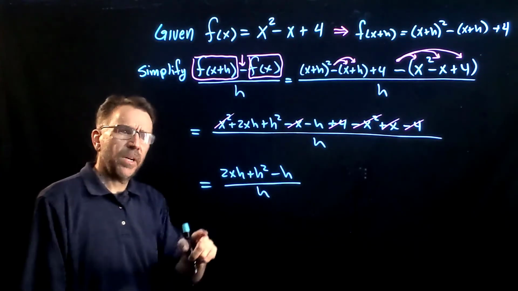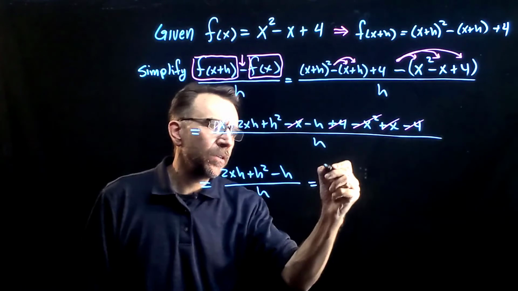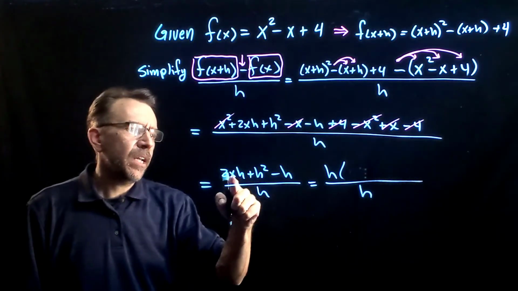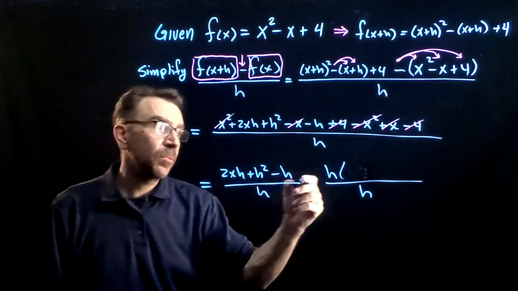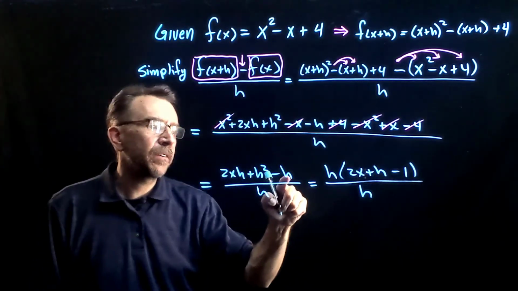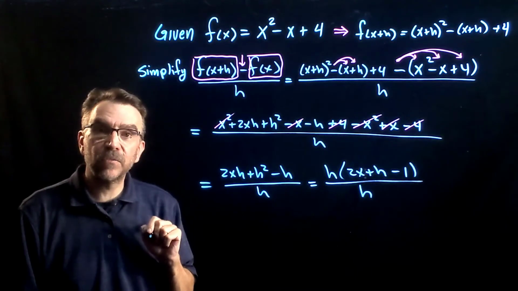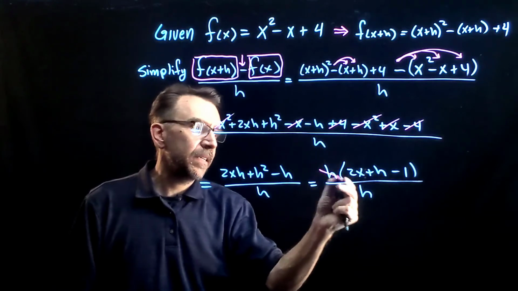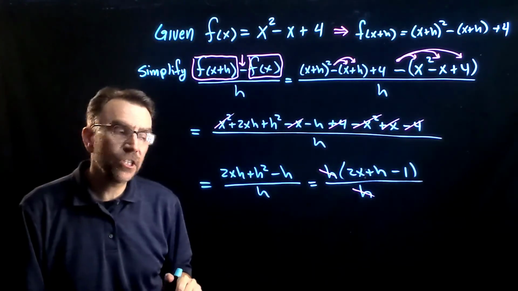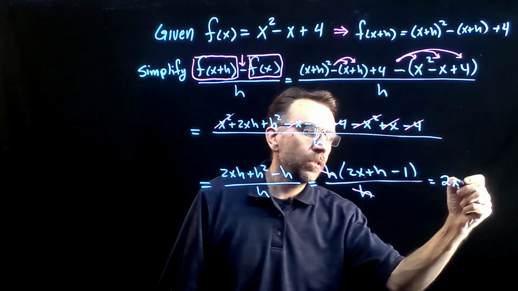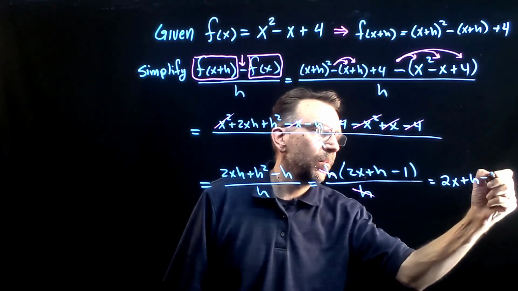All right, so now at this point I can see there is a GCF in the numerator, so I'll go ahead and factor that out. When I factor out an h, I'll be left with 2x plus h, and then minus 1. Remember, when you factor out an h there, there's a factor of 1 that'll be left behind. All right, last step, divide out that h, and that leaves me with the final result, the simplified difference quotient, 2x plus h minus 1.